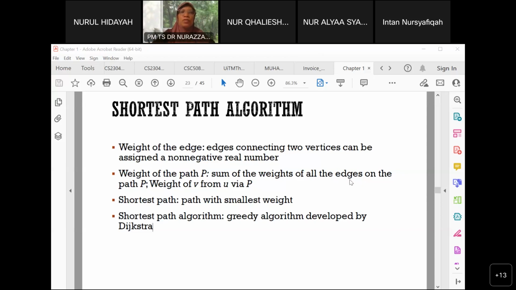Okay. So today I will continue with a little bit on the topic on graph. Yesterday we have discussed the graph theory, the definition of graph, and also how to represent the graph in computer memory using adjacency matrix and also adjacency list. So there are two ways to represent the graph in computer memory.